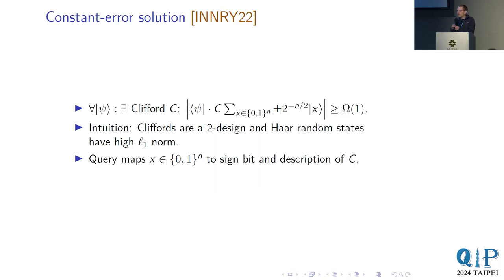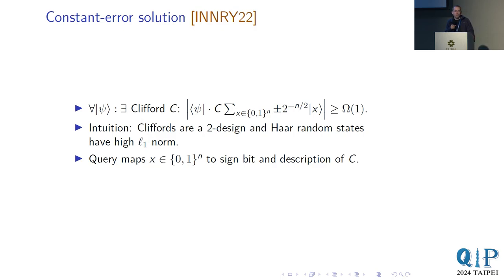And the starting point is a constant error solution due to Irani-Nadrajan-Nurkay-Round-Ewan. They showed that for all states psi, there exists a Clifford unitary C such that you can construct psi by first preparing the uniform superposition of n-bit strings, then applying a phase of plus or minus one to each of those strings by one quantum query to an appropriate Boolean function encoding those signs, and then finally apply C. And this gives you a constant fidelity solution.